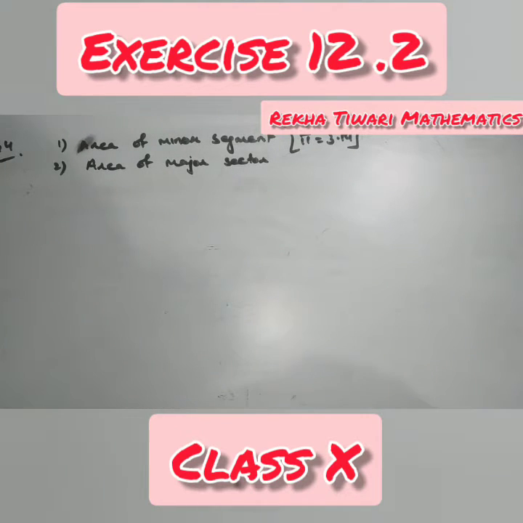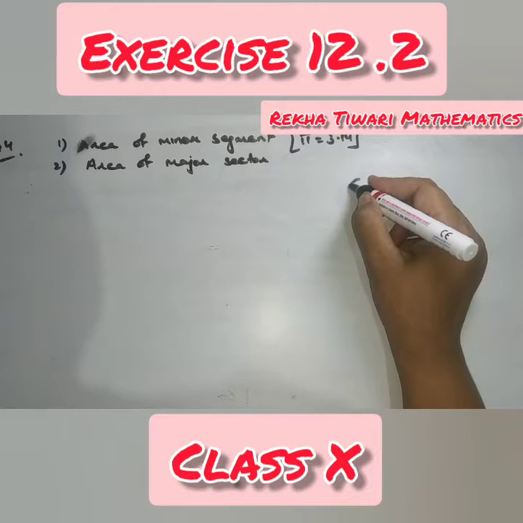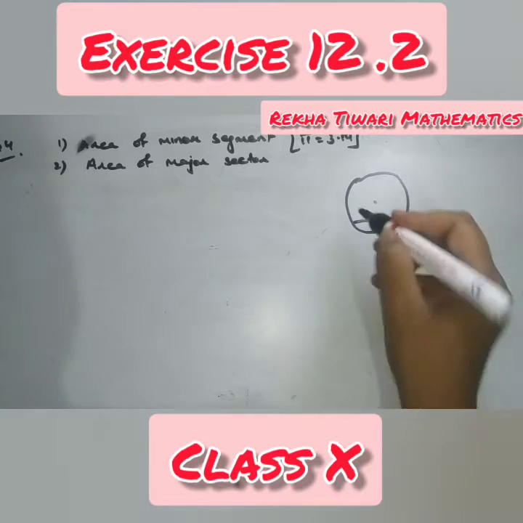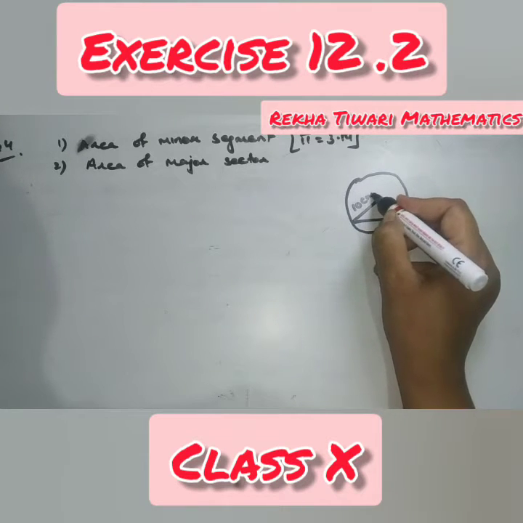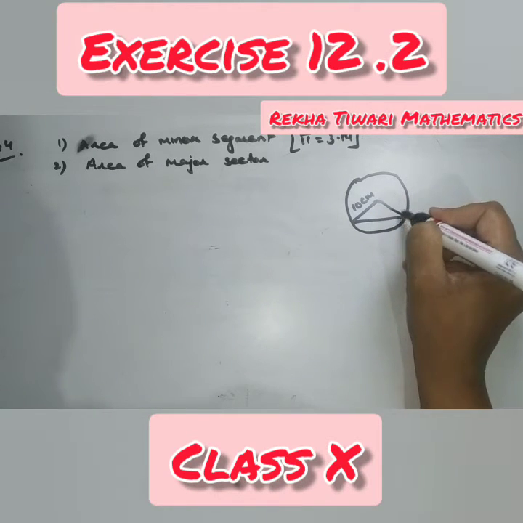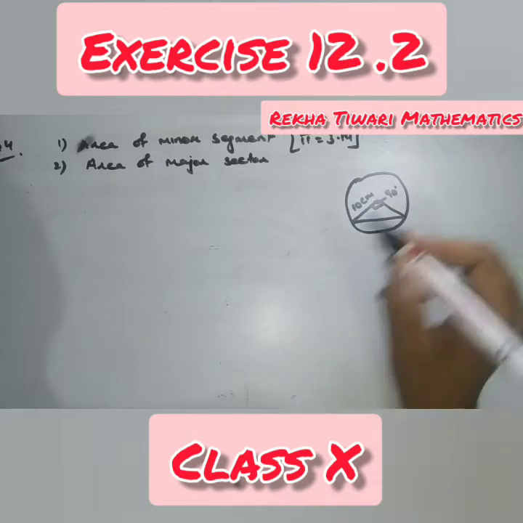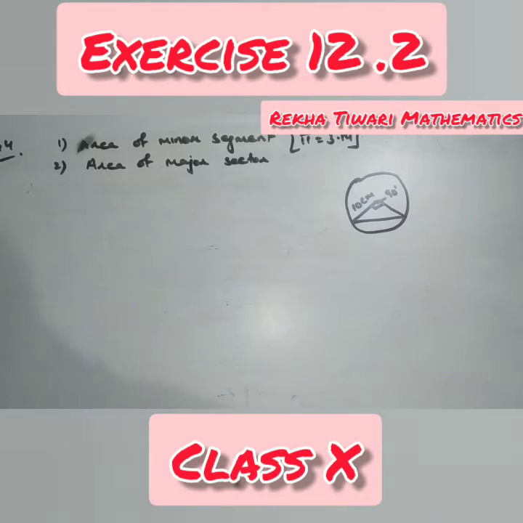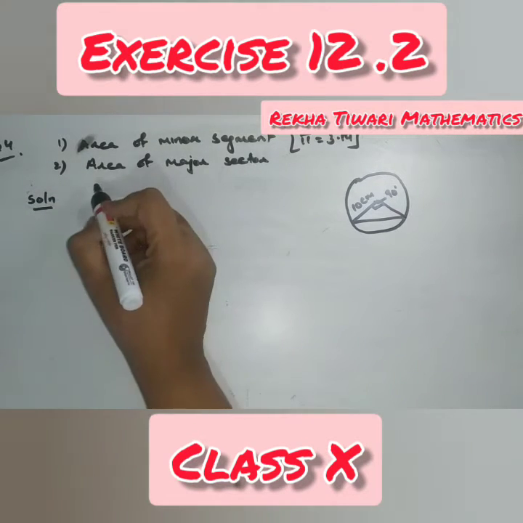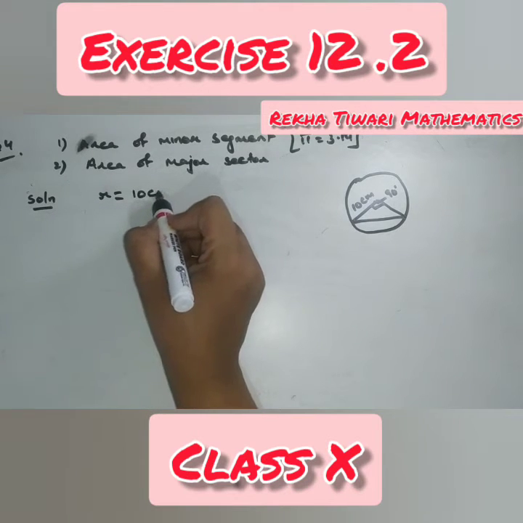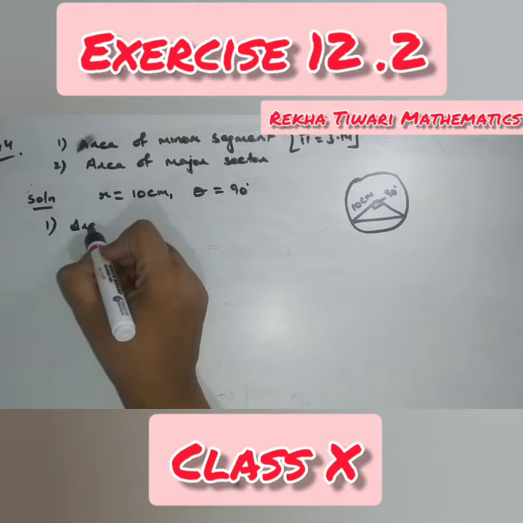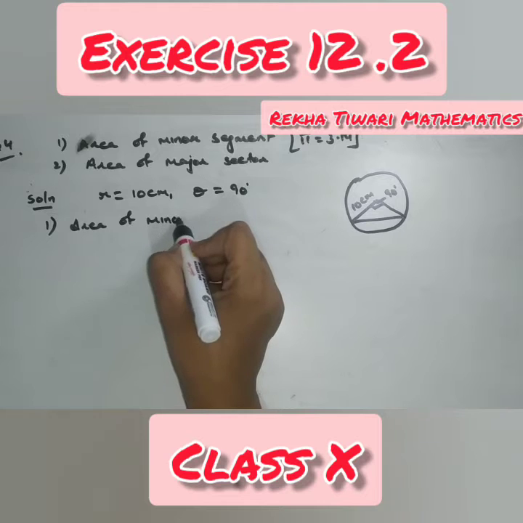First let us draw the figure. A chord of a circle of radius 10 cm. Circle is there, chord is given to you, radius is given to you as 10 cm. Subtends a right angle at the center. This chord is subtending right angle at the center. So theta is 90 given to you. Pi is given, radius is given, theta is given. So let us start the solution directly. See, radius is 10 centimeter, theta is 90 degree. So let us start the first part. In the first part you have to find out area of minor segment.